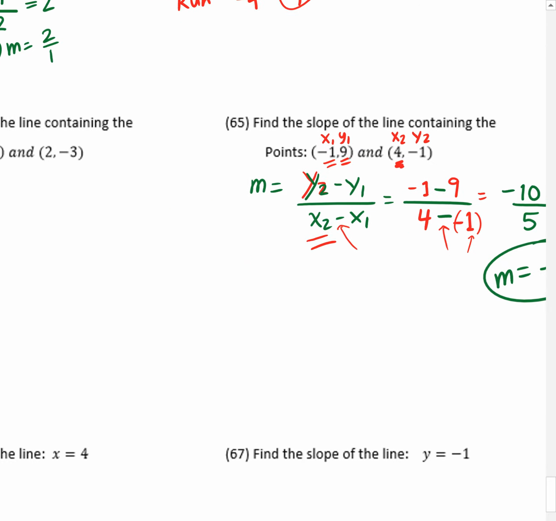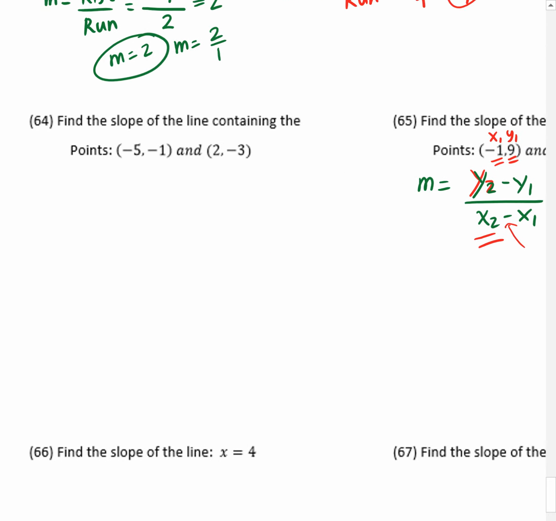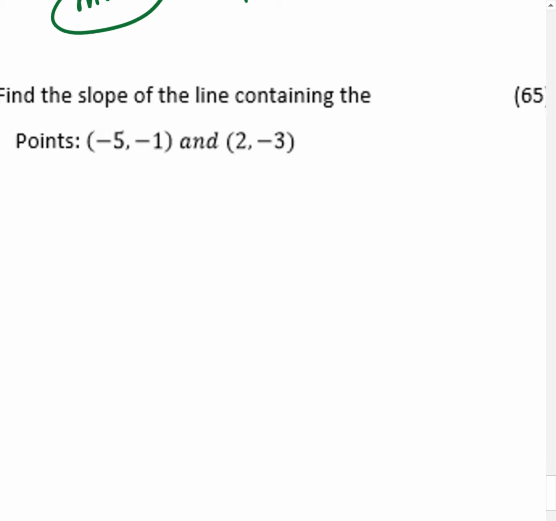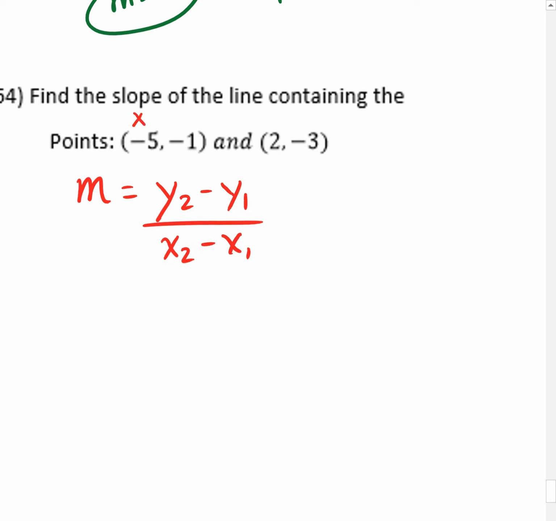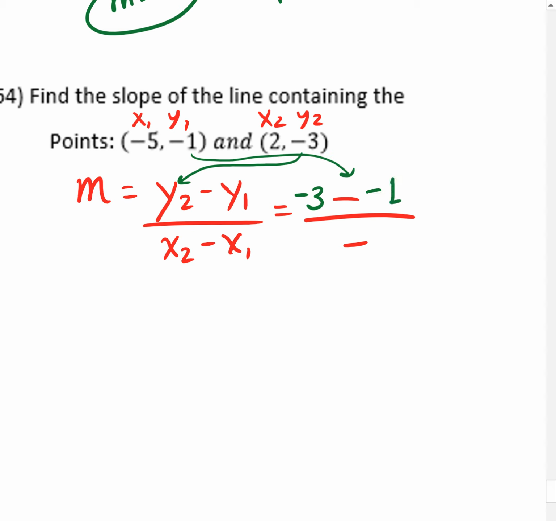All right. Oop, I think I missed one, huh? Hello. I skipped number 64. Oh well, it's the same kind of thing, so let's try this one now. I'm going to use the same formula: y2 minus y1 over x2 minus x1. So this is x1, y1, this is x2, y2. Alright, and if I replace all those values in the formula, y2 goes for -3, y1 is -1, and the denominator x2 is +2, minus x1 is -5.